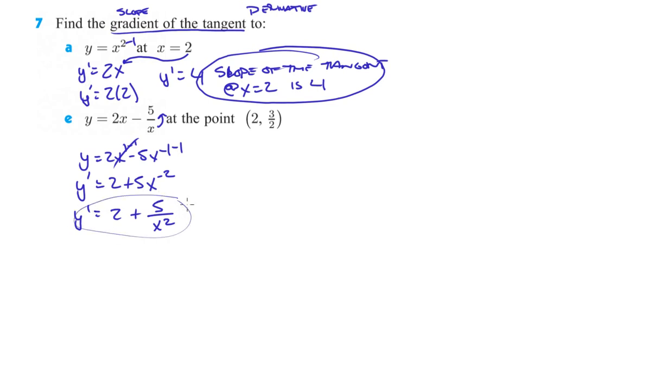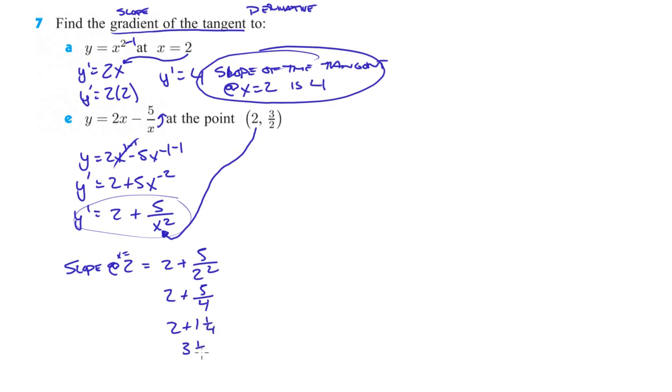That's our derivative. But now they want to know the slope of the tangent at this point, 2 and 3/2. We really only need the x value. We're not concerned about the y value. We can find it just with the x. So our slope at x equals 2 will be 2 plus 5 over 2 squared. So it's going to be 2 plus 5 over 4. So really that's 2 plus 1 1/4, so that's 3 1/4, which is the slope at this point, 2 and 3/2.